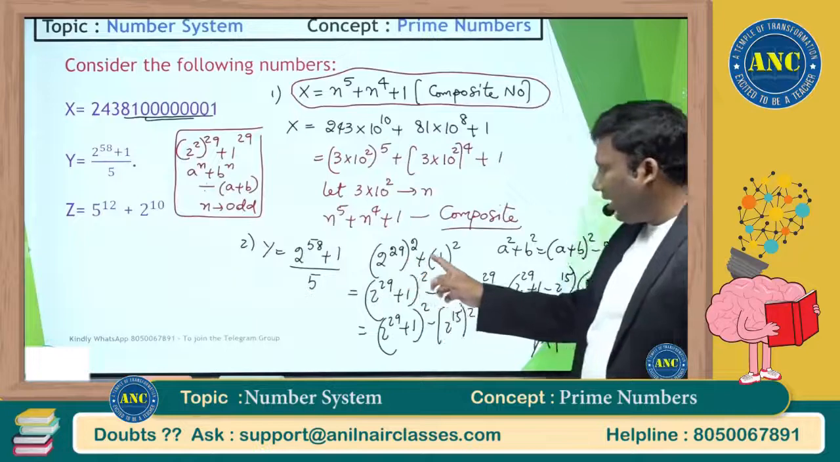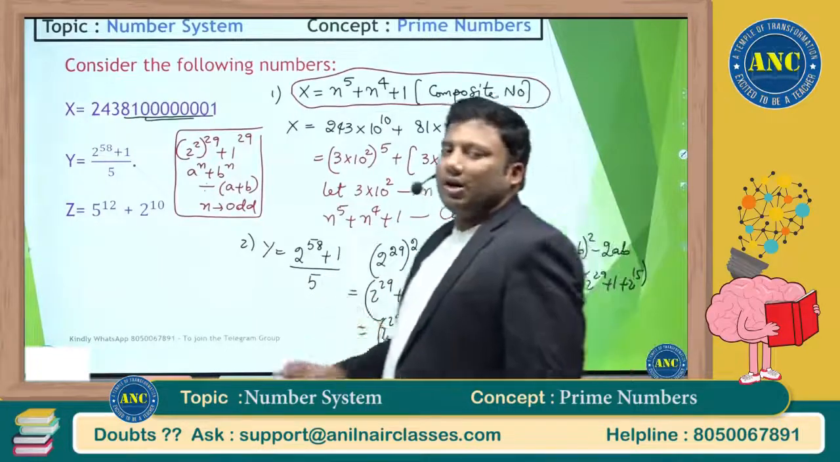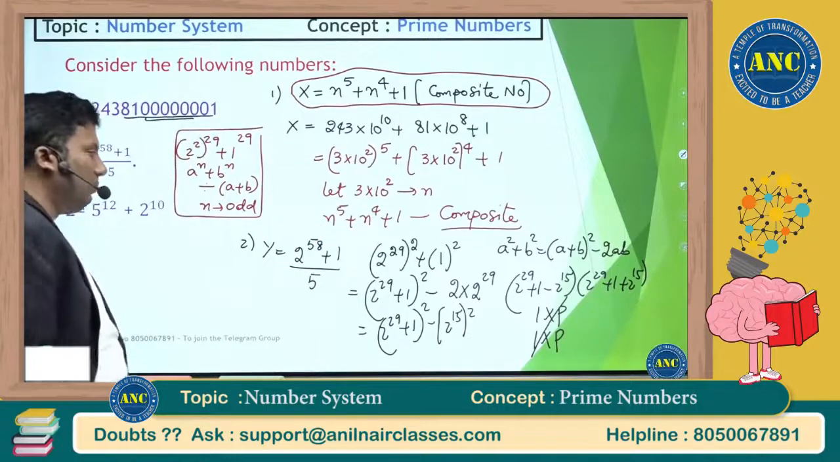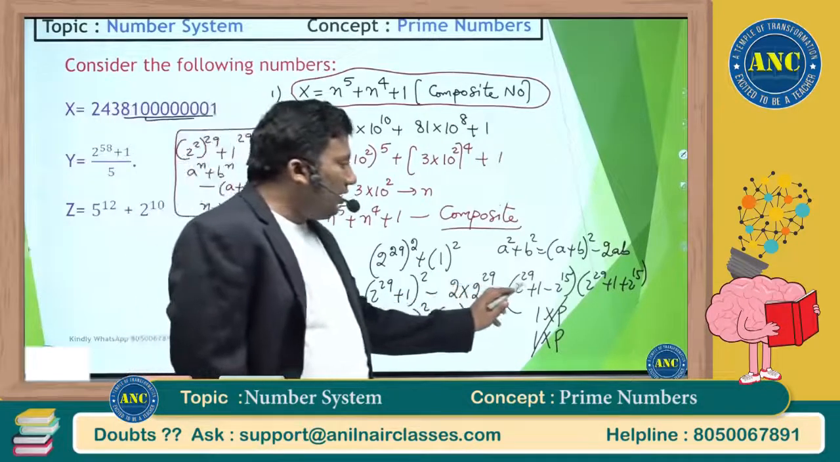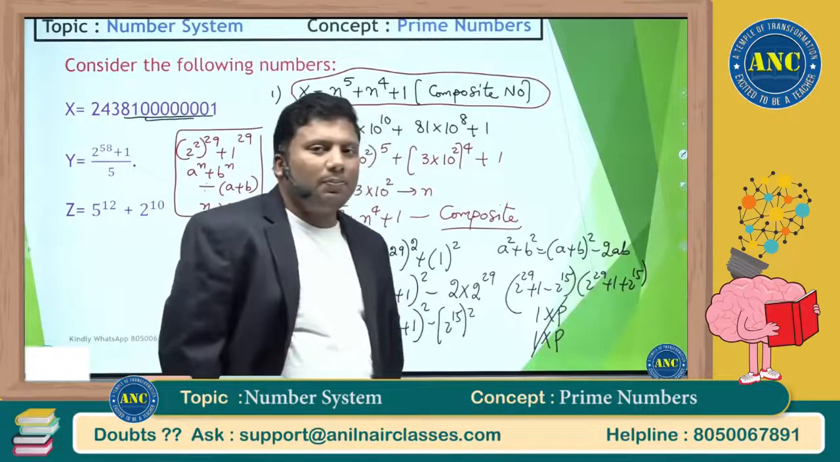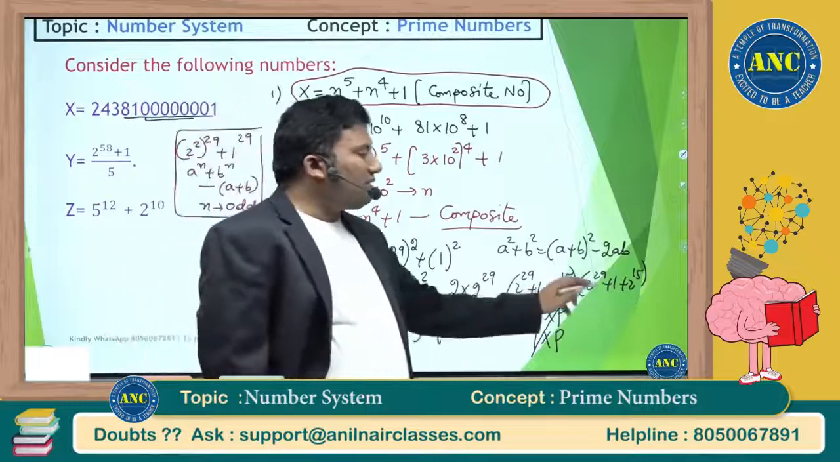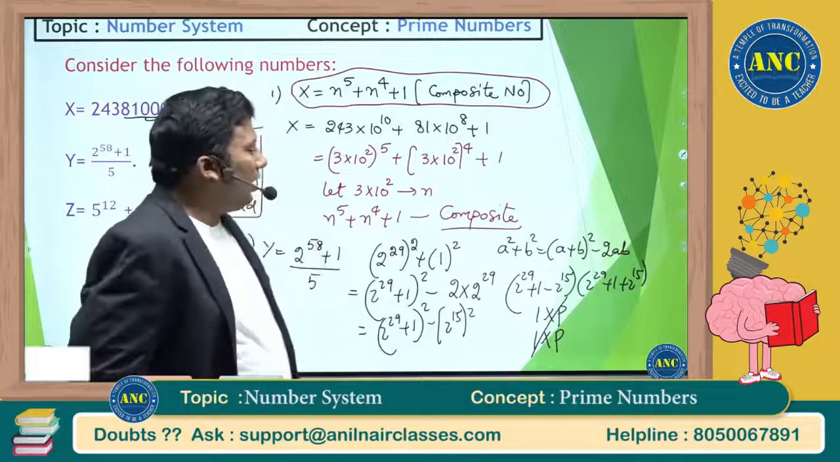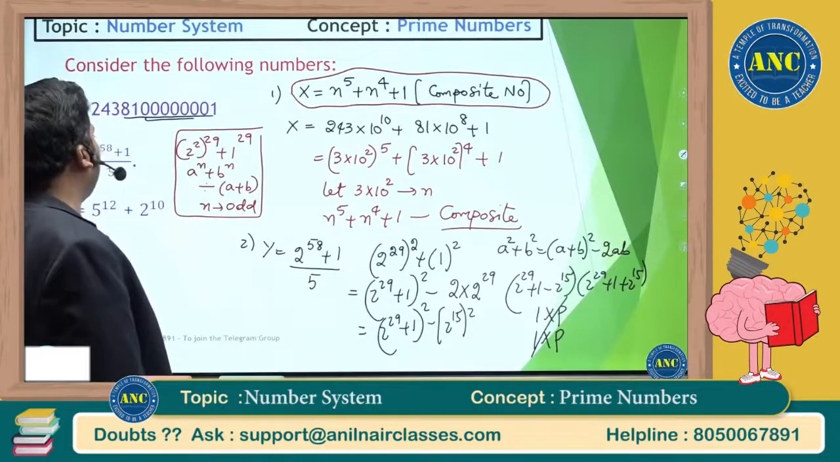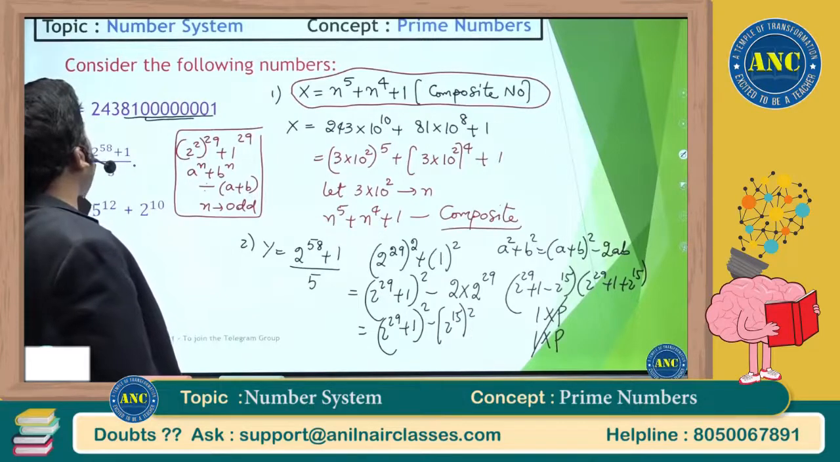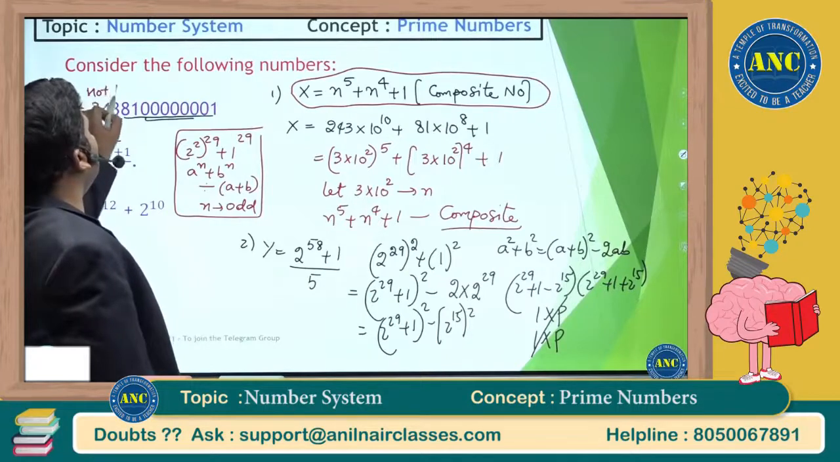So 2 power 29 square plus 1 square. A square plus b square can be written as a plus b whole square minus 2ab. So it is 2 power 29 plus 1 minus 2 power 15, and 2 power 29 plus 1 plus 2 power 15. It is 1 plus something, 1 plus something. If it is a prime number, it should have 1 as a factor, but none of them has 1 as a factor. So this is also not possible. Y is not prime and x is also not prime.